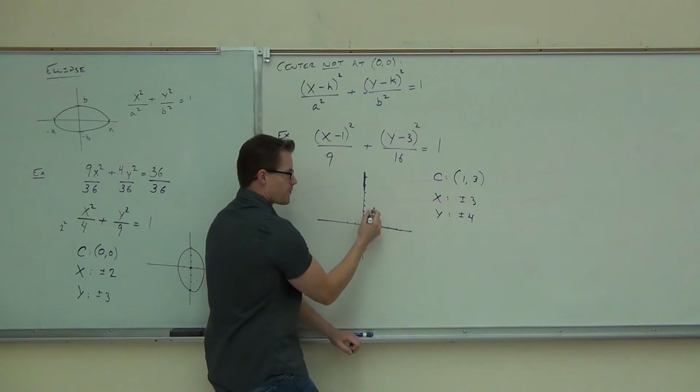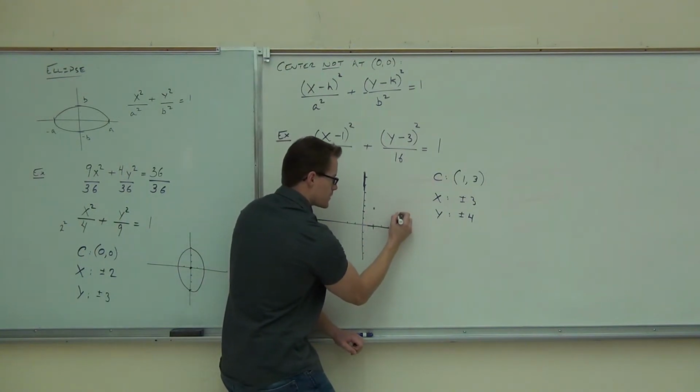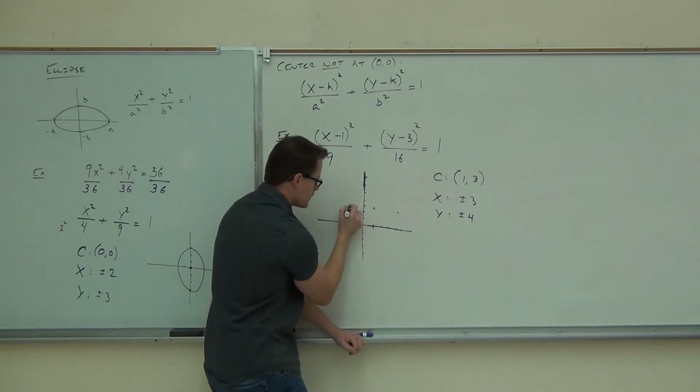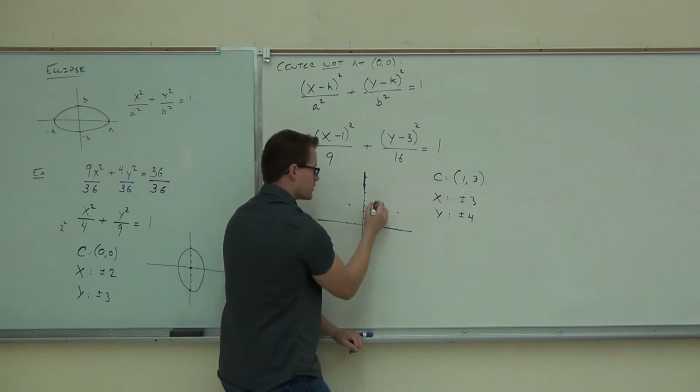Okay, so from not the origin, but our center, we're going to go 1, 2, 3 to the right, put a point there. We'll go 1, 2, 3 to the left, put a point there. We'll go up 4, and we'll go down 4, all based around our center. 1, 2, 3, 4.